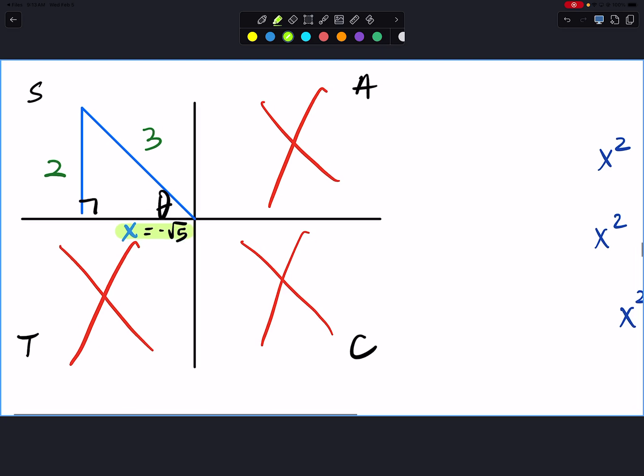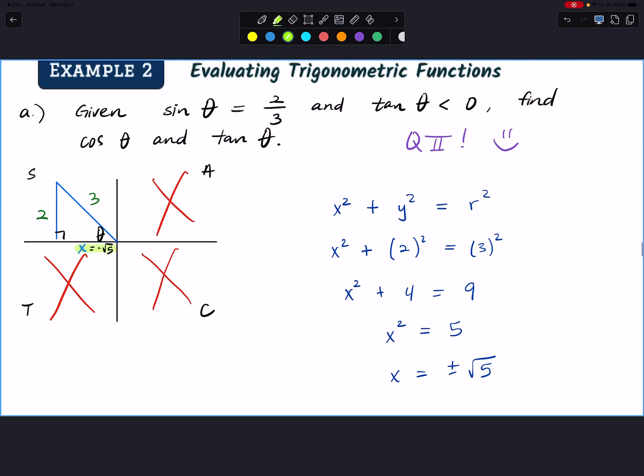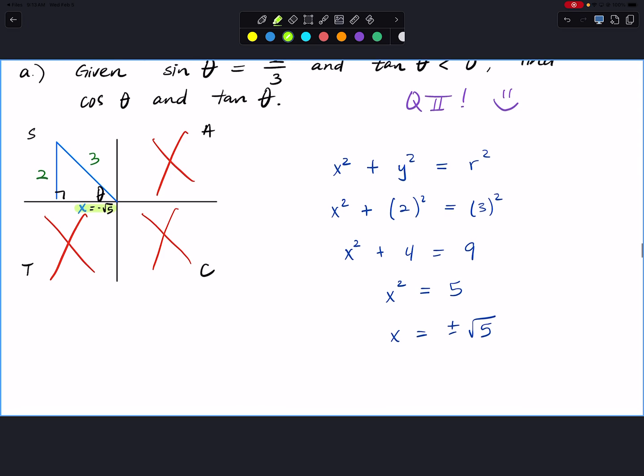Okay. Is everybody okay so far? Am I going too fast? No? You guys did these last year in Math 3, right? The only difference was you guys didn't know about all students take calculus? Okay.